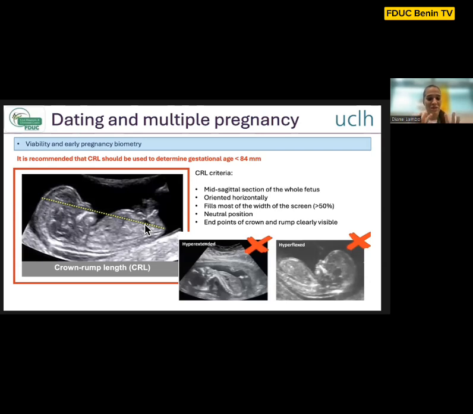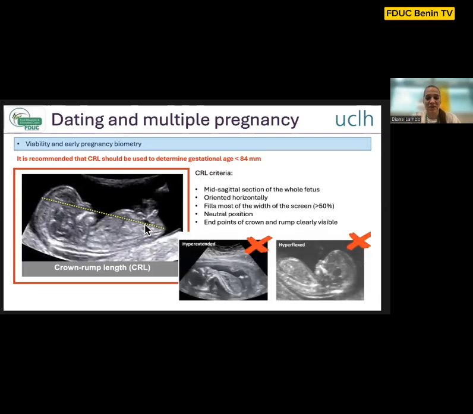This is the section that you're trying to obtain. It's a mid-sagittal view of the whole fetus. You're trying to get the baby as horizontal as possible, really optimize your image. So bring it into the center of the screen, occupying the whole width of your screen. You want the chin in the neutral position, so not too flexed, not too hyperextended, because then you either under or overestimate your CRL, and then you're taking the longest length from the head or the crown all the way down to the rump or the bottom of the fetus.